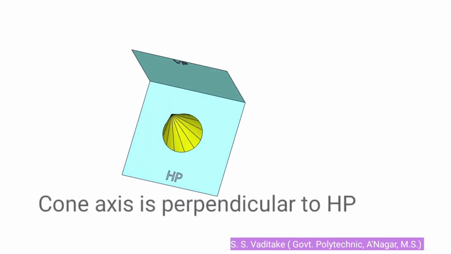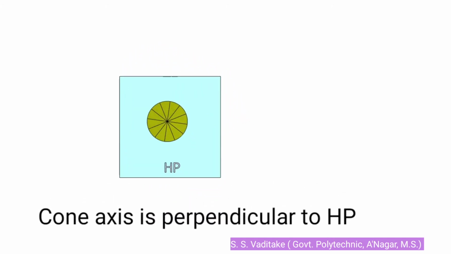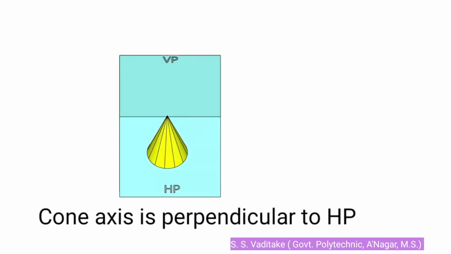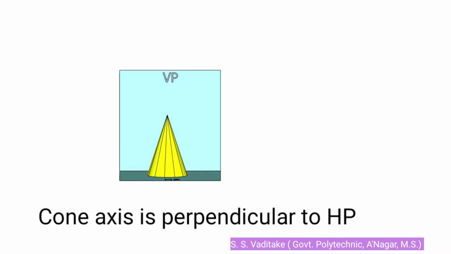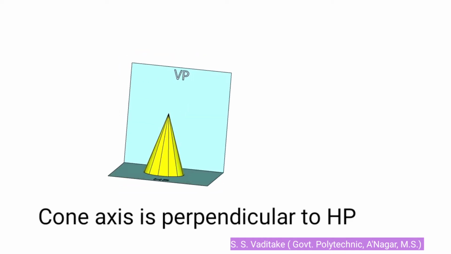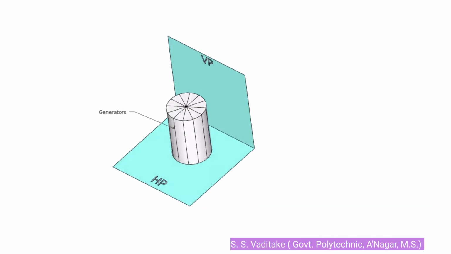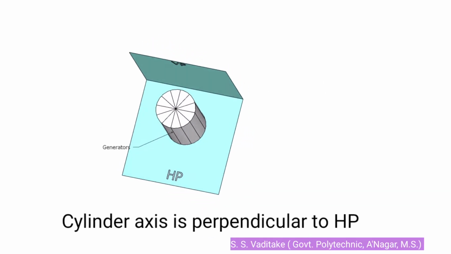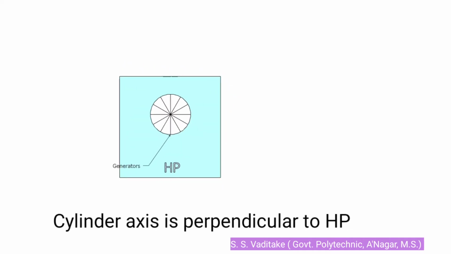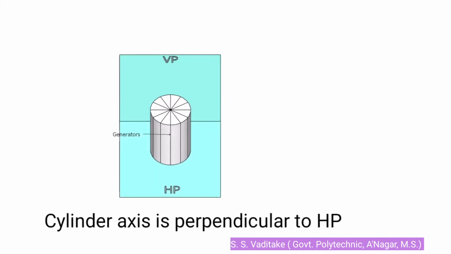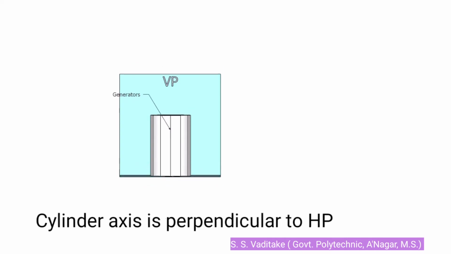Now this is a case of a cone of which the axis is perpendicular to HP and the base is resting on HP. So we have to draw its top view first and then front view. This is a case of a cylinder of which the axis is perpendicular to HP. So we have to draw its top view first and then front view.